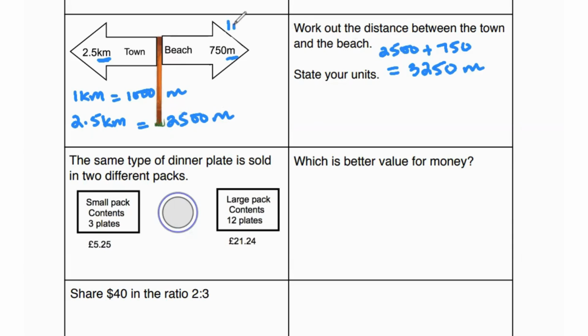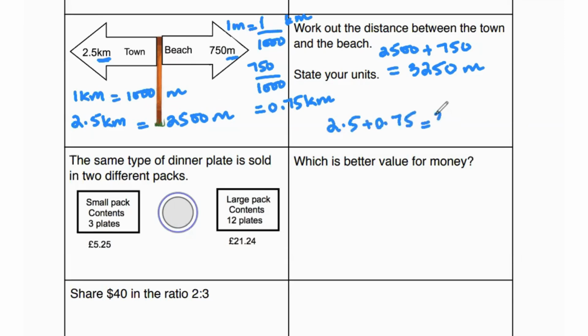Now if we talk about giving the answer in kilometers, since 1 kilometer is 1000 meters, 1 meter is going to be 1 over 1000 kilometers. So 750 divided by 1000 is 0.75 kilometers. So in kilometers, it's going to be 2.5 plus 0.75, and that's 3.25 kilometers. That's your answer. So you can give this in meters or kilometers, whichever way you're comfortable with.